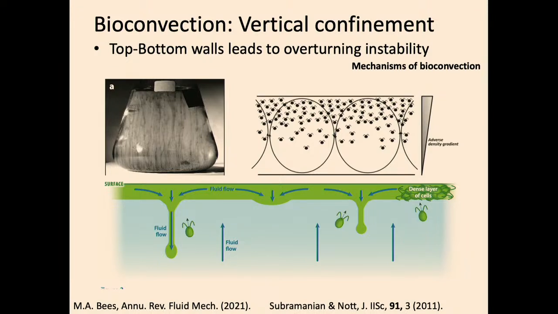And then again, if you have some perturbation, you would set up flows. And these flows can generate large densities which then peel down like plumes, as it happens in thermal convection. So the mechanism is different, but if you look at the flow structure, you would feel as if you're looking at an experiment of thermal convection, and then you have what is known as the overturning instability.